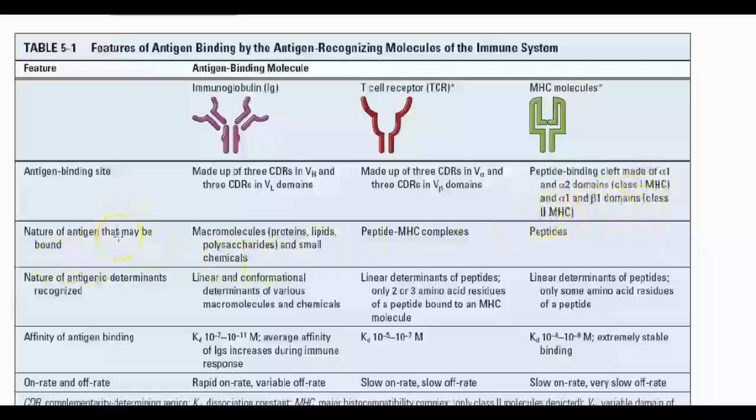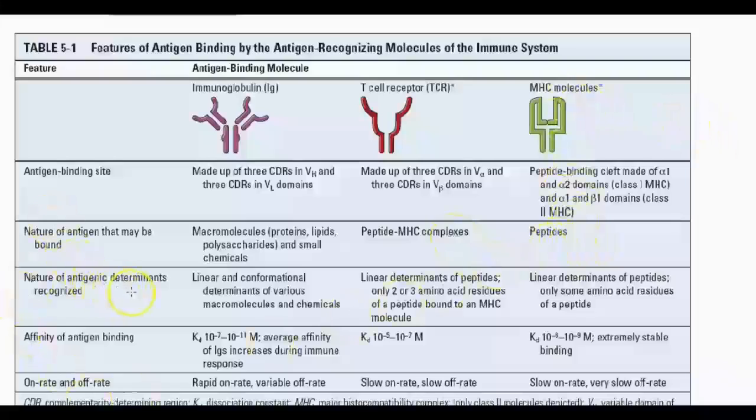The nature of antigen is macromolecules like proteins, lipids, polysaccharides, as well as small chemicals. The antigen for the T-cell receptor is a peptide which is bound to the MHC complex, and the antigen for the MHC complex is peptides.